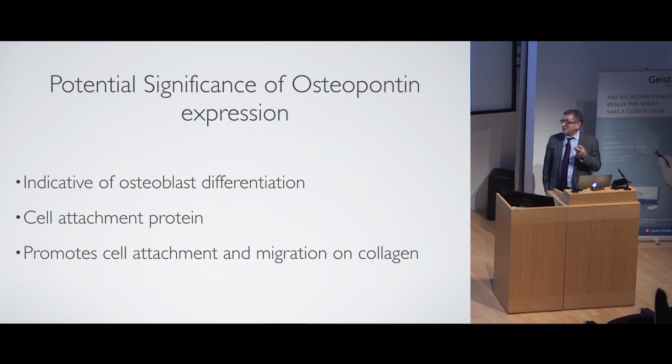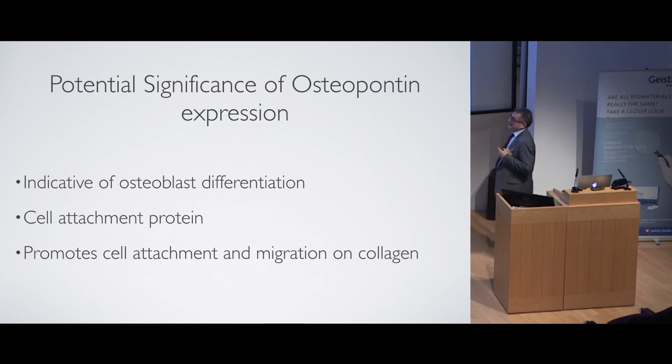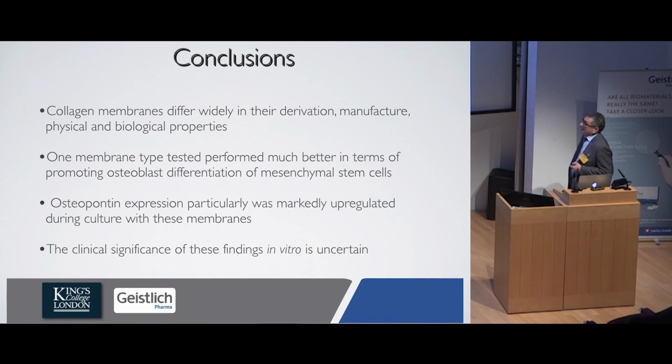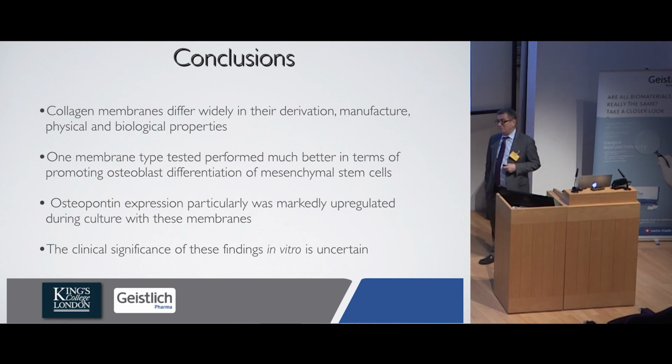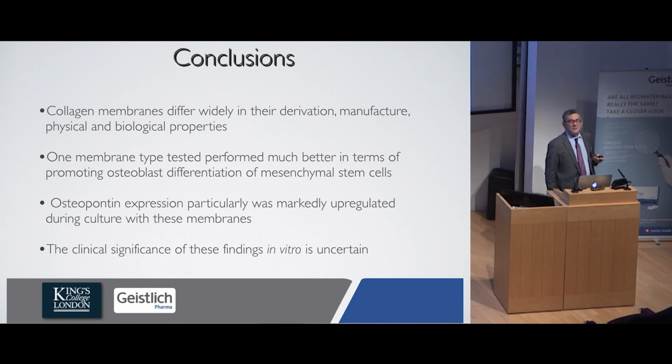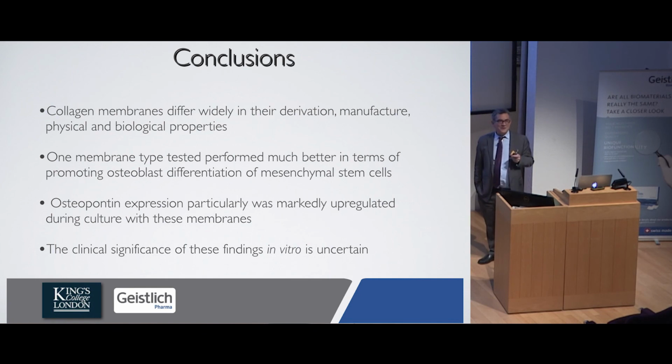And for some reason, which we don't know, this membrane seems to really promote cell attachment and migration in a way that the other membranes didn't. So collagen membranes differ widely in their derivation, manufacture, physical, biological properties. And for me, that was the biggest surprise, because collagen's always just been collagen. In some of the other experiments we're doing, actually sponsored by Geistlich, we're using collagen gels, but it was just making me think maybe we should use different collagen gels, but anyway.